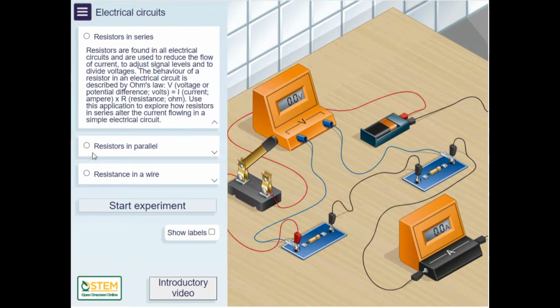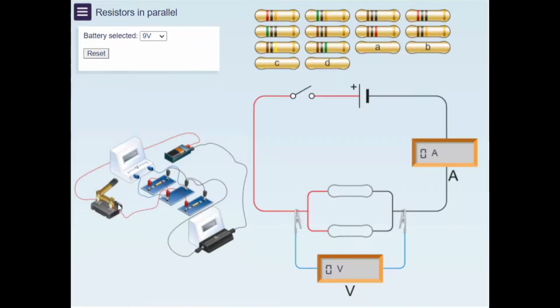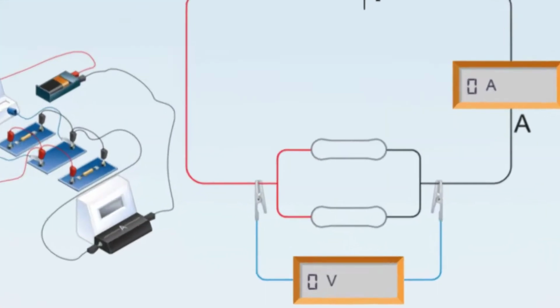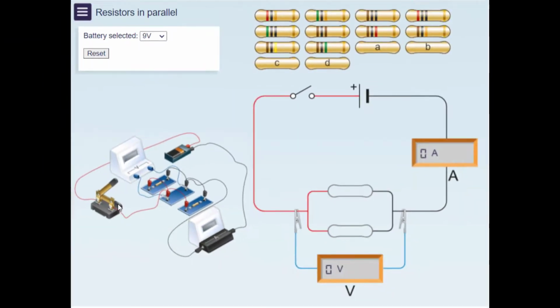The middle option allows you to explore how resistors in parallel affect the flow of current. The setup is very similar to the resistor in series experiment, but as you can see, the resistors are now arranged in parallel. Simply insert your chosen resistors and switch on the circuit. Make sure you record your chosen resistors, voltage, and current readings in your laboratory notebook.